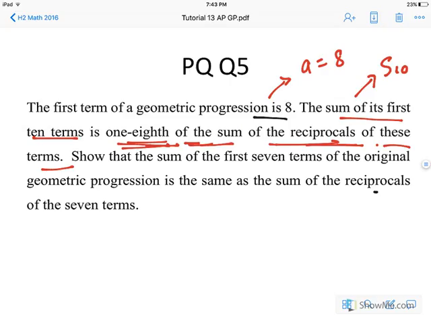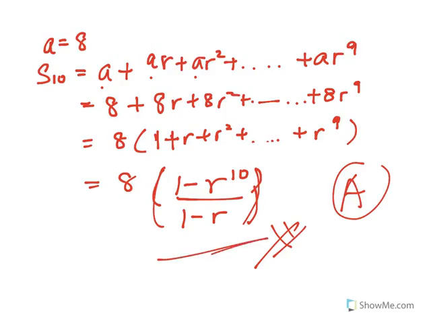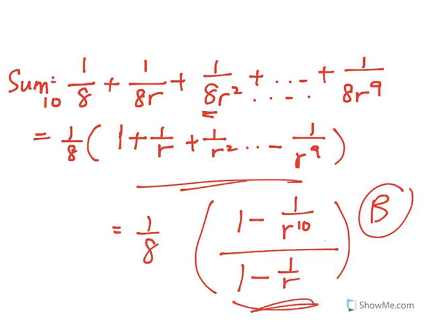Alright, so based on the question, we know that A is 1 over 8 the sum of the reciprocal of B. So A is equal to 1 over 8 of B. Connecting our A and B, we can write it this way. We can say that 1 minus R, our A here, this is the original A, is equal to 1 over 8 the sum of B.